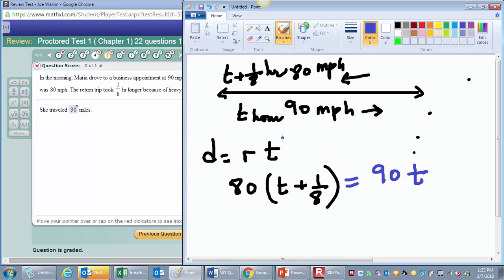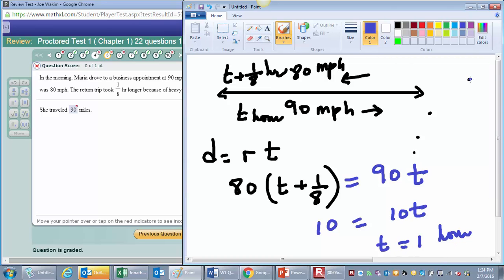We said the way to the business was faster, so she only took t hours because she was going 90 miles per hour. On the way back, she was slowing down to 80 miles per hour, and it took her t plus 1 over 8. So all we have to do, 80 times t is 80t, and here we have 90t. So if we subtract 80t from both sides, we only get 10t here. And 80 times 1 is 80 over 8 is 10. So 10t equals 10, so t is 1 hour.